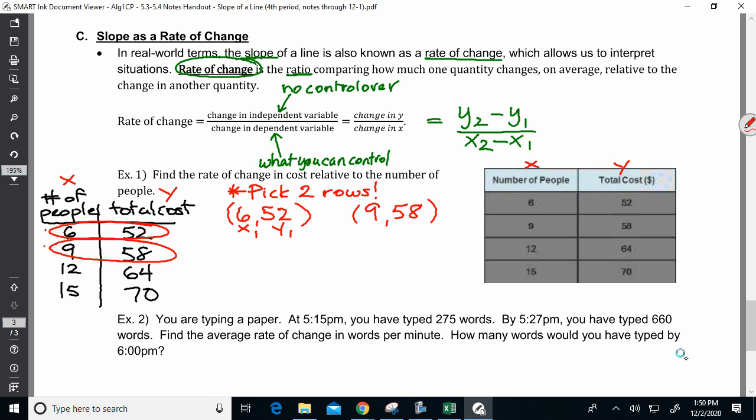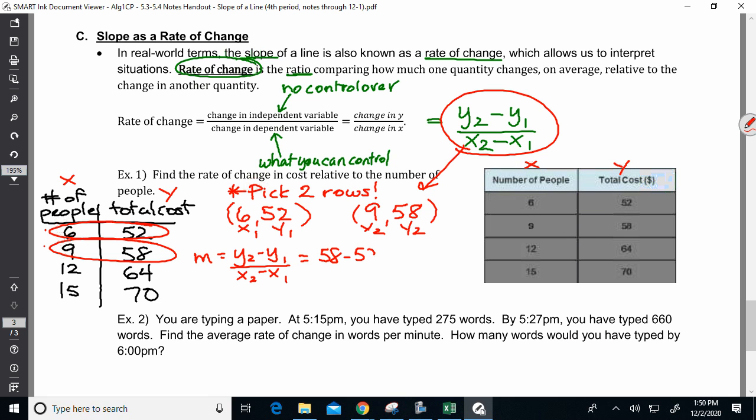Now we label our points, just like we did yesterday. And then we solve our problem. So we use our formula: y2 minus y1 over x2 minus x1. 58 minus 52 over 9 minus 6.